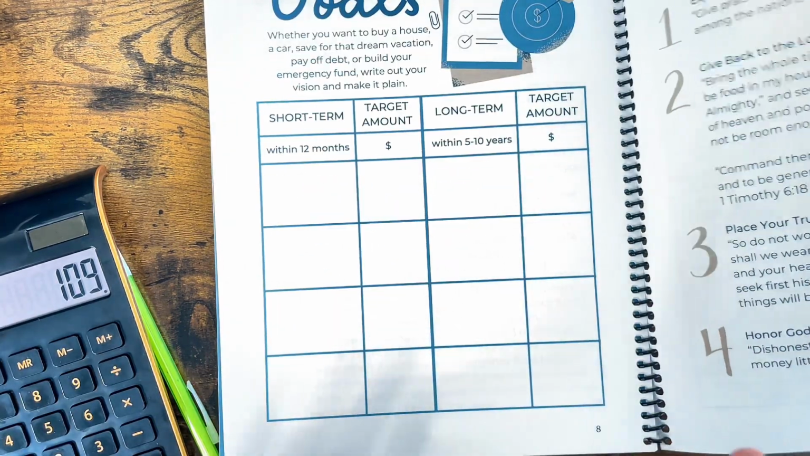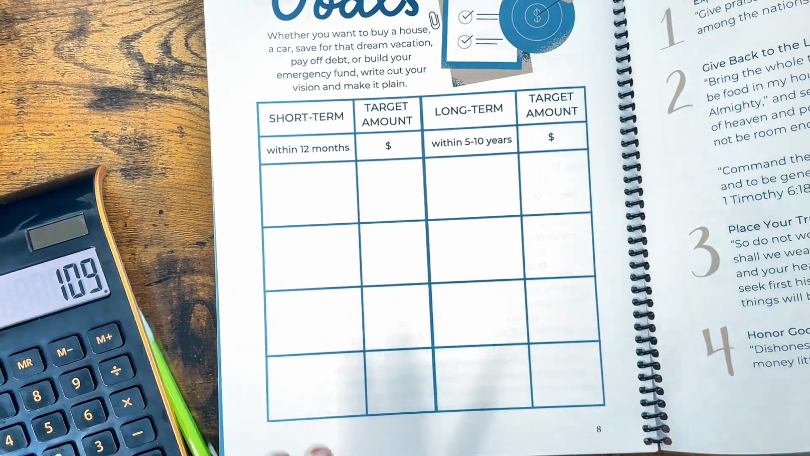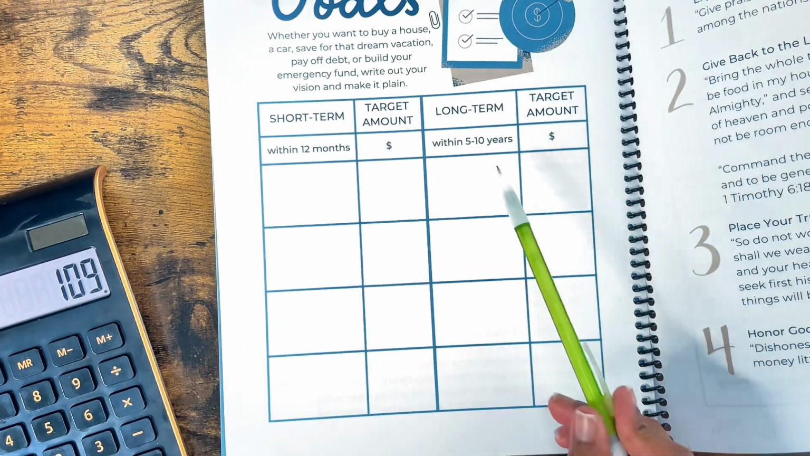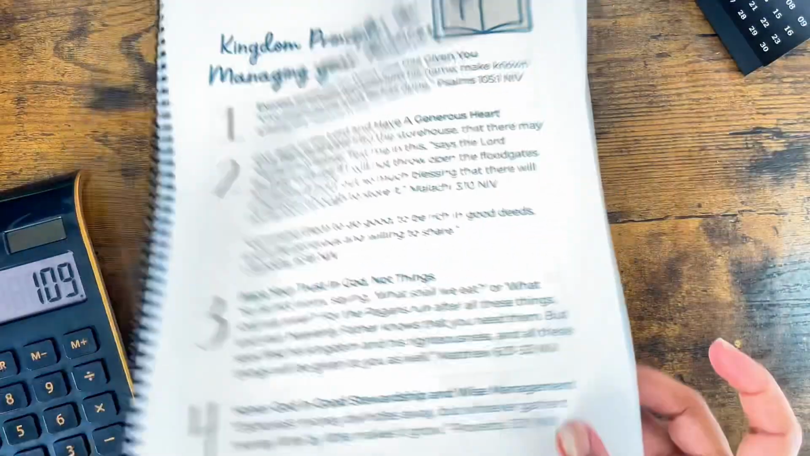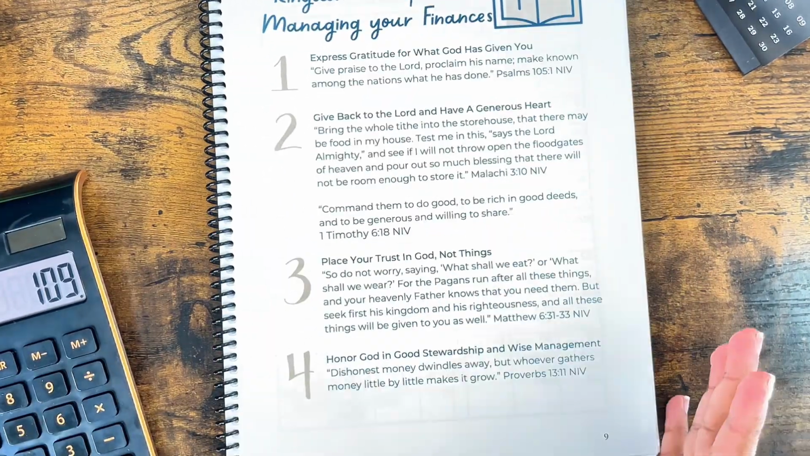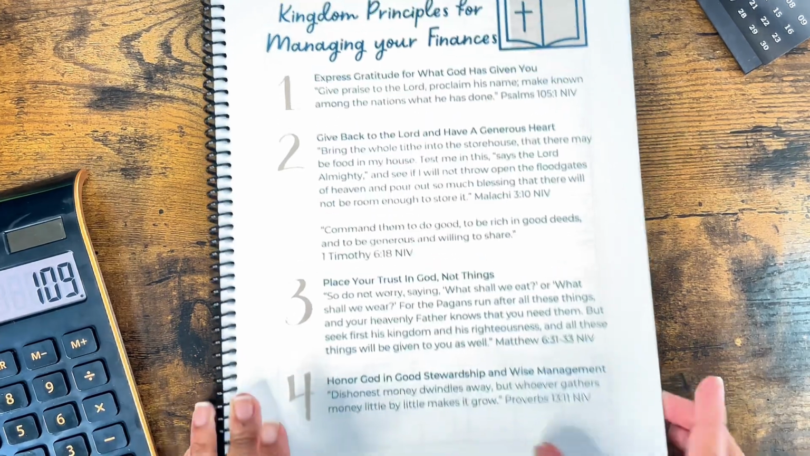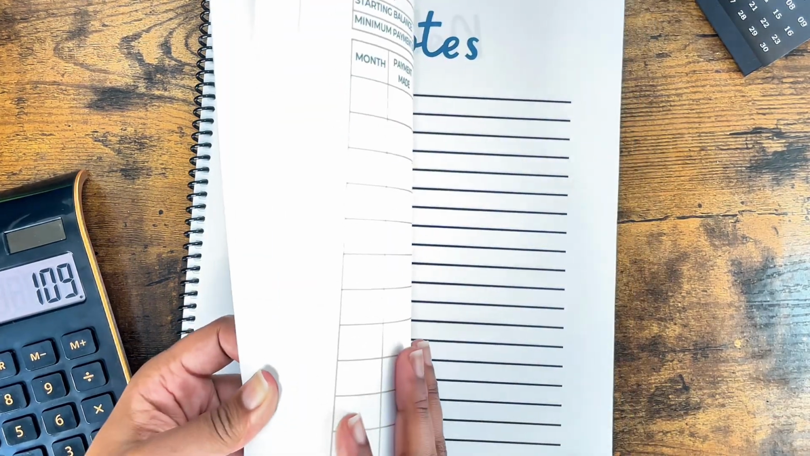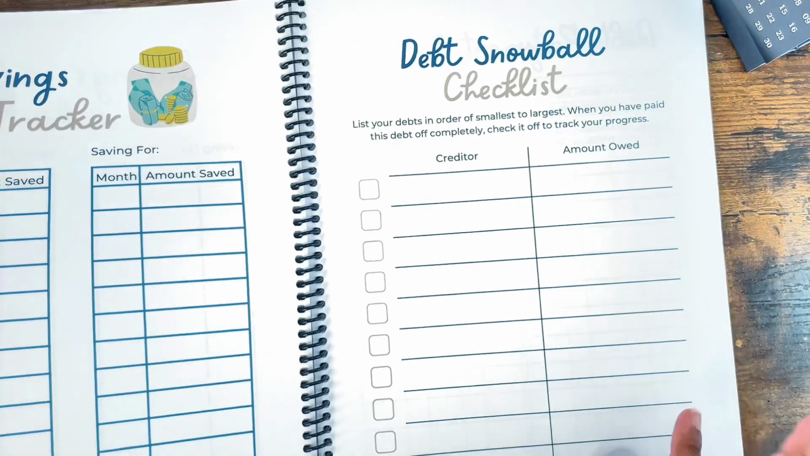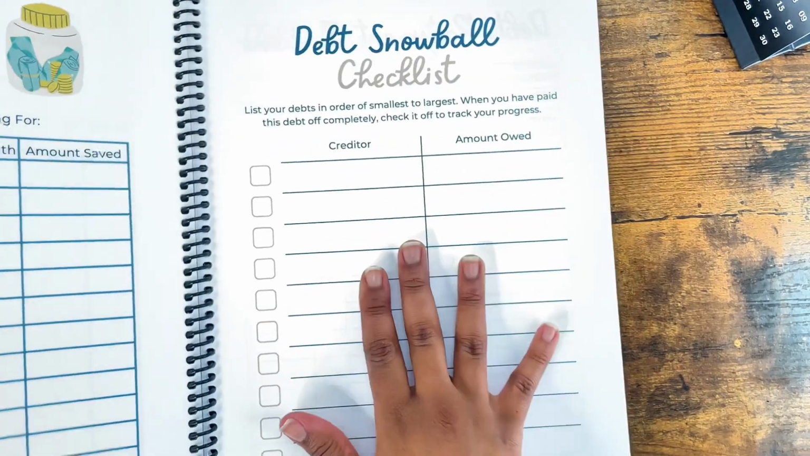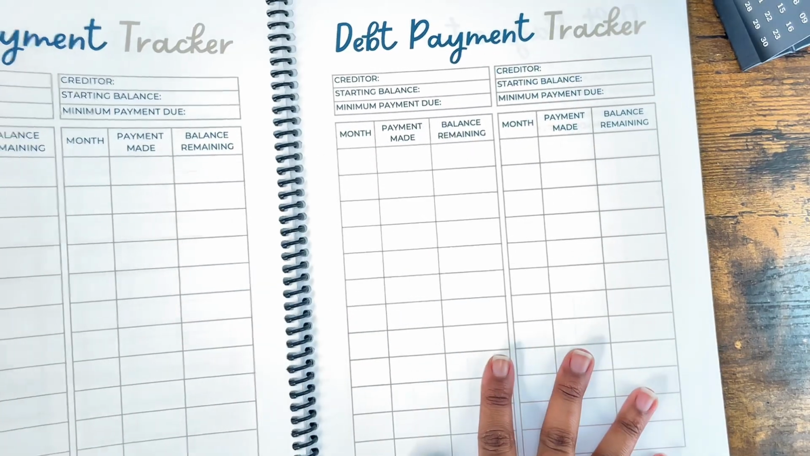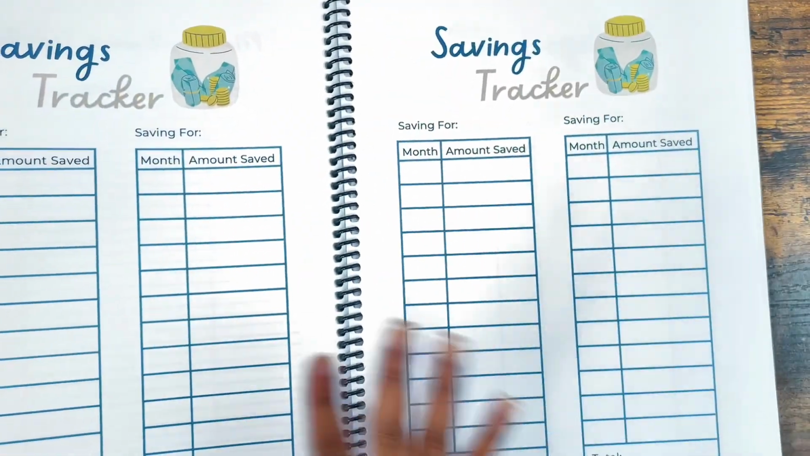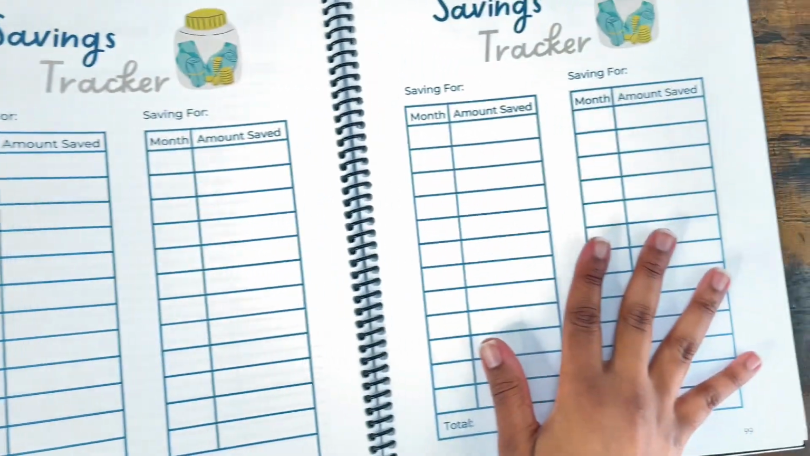There is a goals page, so you can write out your short-term goals, your long-term goals. There is also a Kingdom principle page to remind you to include God in your finances. And then at the end, if you're focused on debt, there is a debt snowball checklist and also a debt payment tracker back here. There are several savings trackers back here as well.